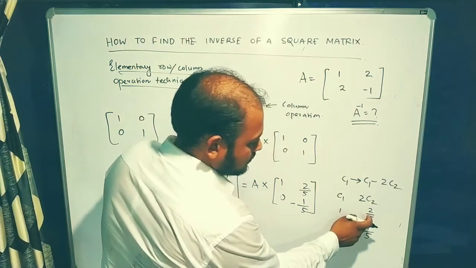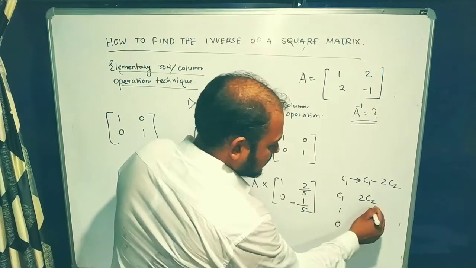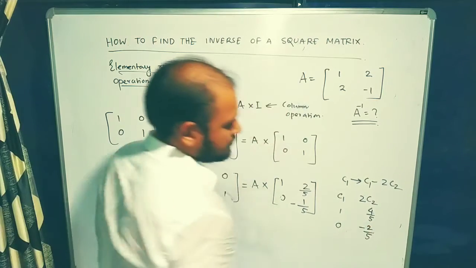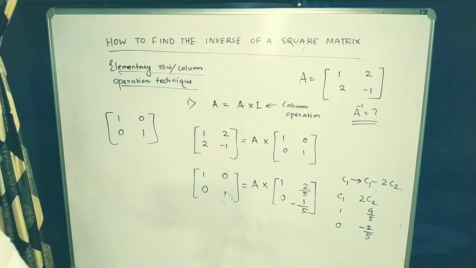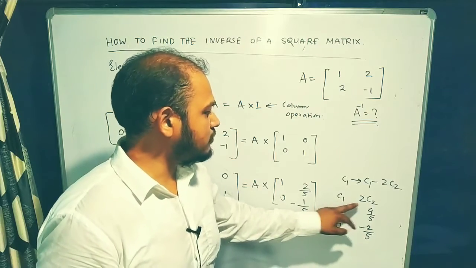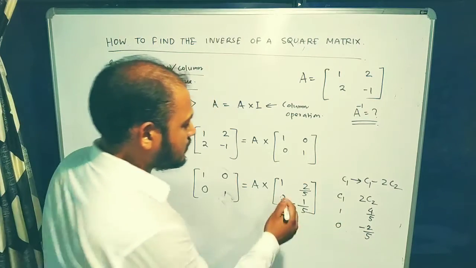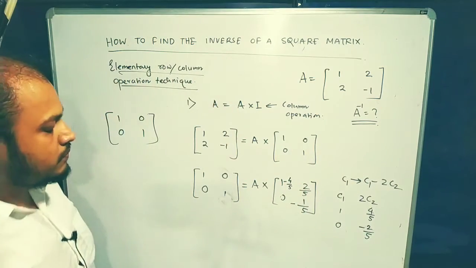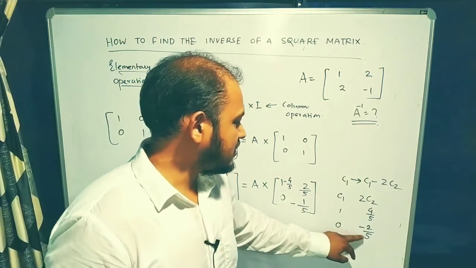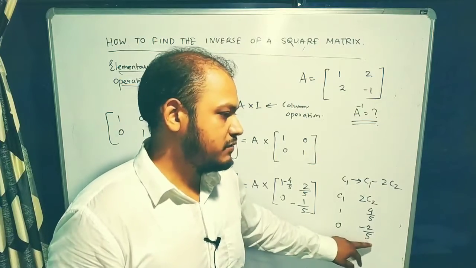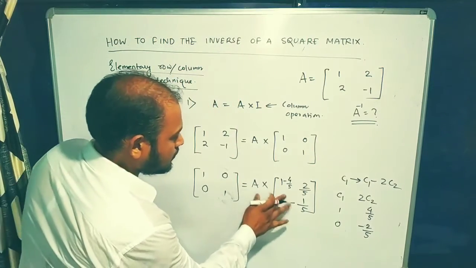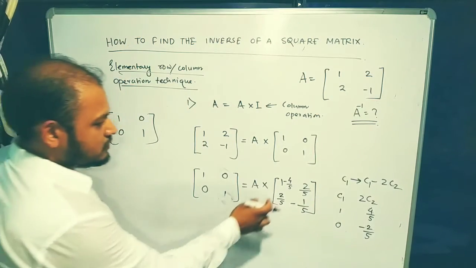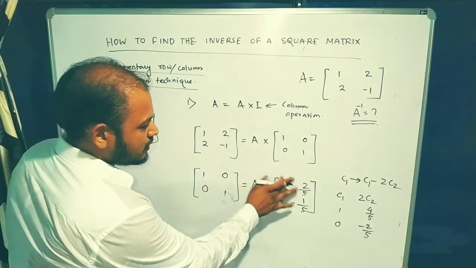So after multiplying with 2, 2 by 5 becomes 4 by 5 and minus 1 by 5 becomes minus 2 by 5. So do this operation, C1 minus 2 C2, it becomes 1 minus 4 by 5. And in place of 0, 0 minus minus 2 by 5, that is 0 plus 2 by 5, that is 2 by 5 only. So we are having a 2 by 5 here. Rewriting this equation, 1 minus 4 by 5 is nothing but 1 by 5.